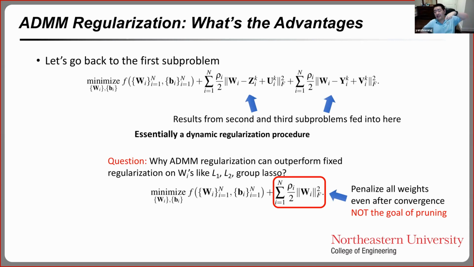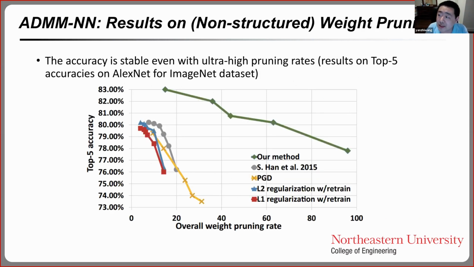On the other hand, if we consider the ADMM-based solution, with this kind of dynamic updating, when 90% of the weights are already zero, the remaining weights will not be penalized. So this is the reason that we got these results.